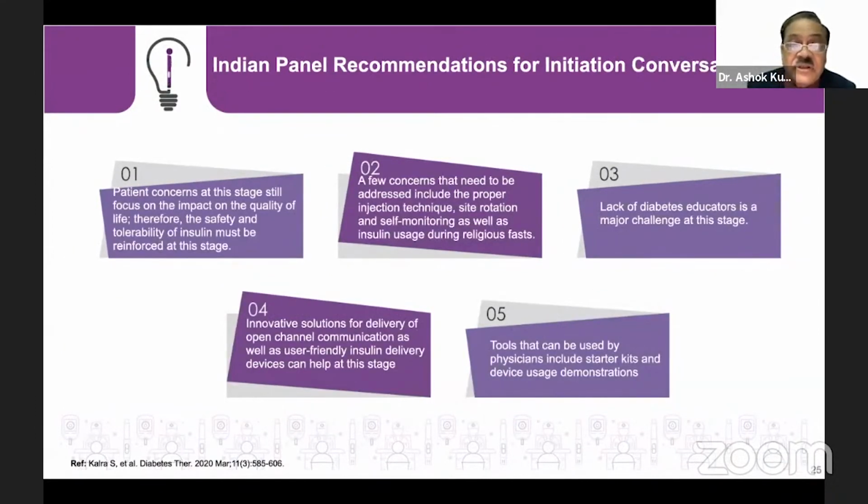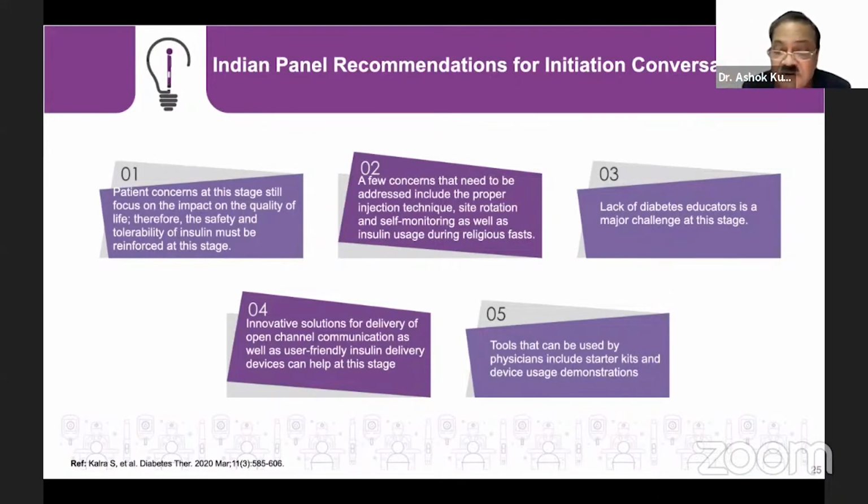Now, what are the panel recommendations for initiation and conversion? Patient concerns at this stage still focus on the impact on quality of life. So safety and tolerability of insulin are reinforced at this stage. A few concerns need to be addressed, like proper injection techniques, site rotation, self-monitoring, and insulin use, how one can use it very judiciously during religious fasts, and the various insulin delivery systems. Lack of diabetes educators is a challenge, but if we do it with our sisters, ourselves, we have many innovative solutions for delivery, open channel communications, as well as very user-friendly ways of addressing it.